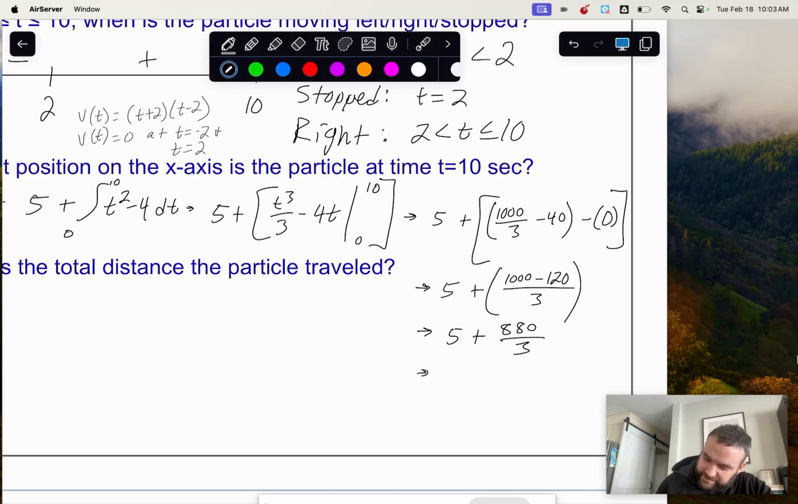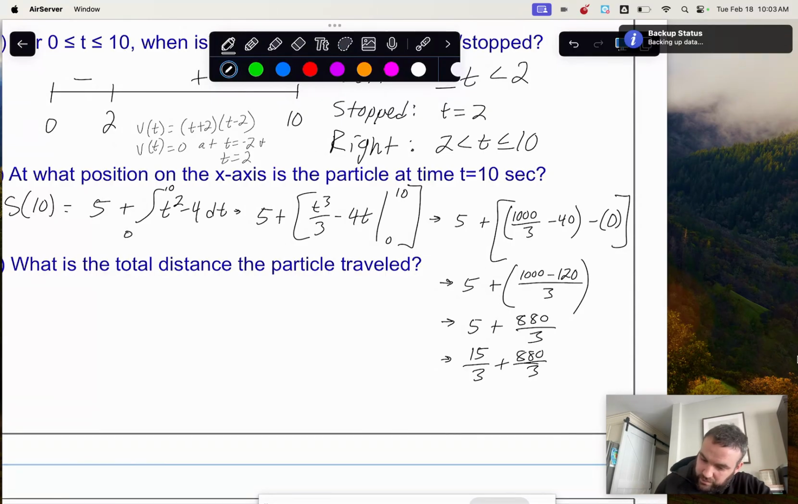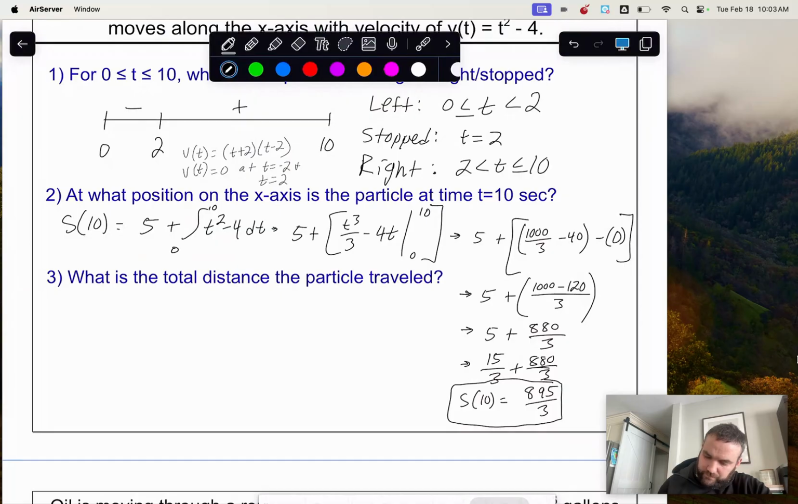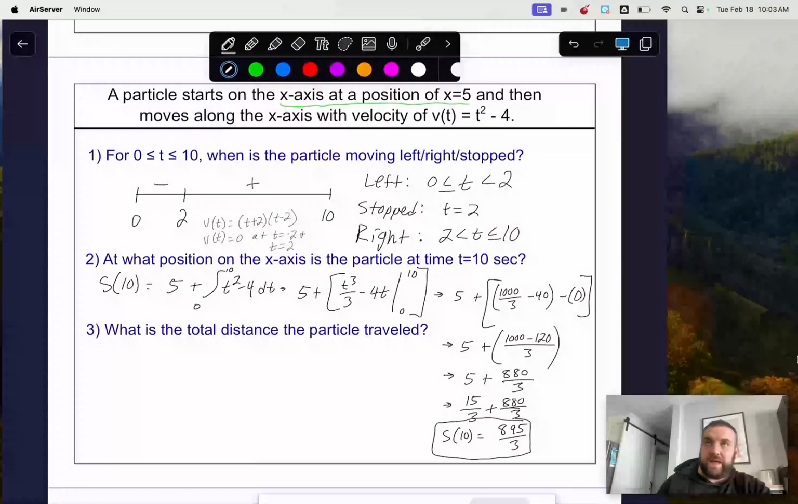If I wanted to keep it exact, I could change 5 into 15 thirds, plus 880 thirds. So the actual position on the x-axis for s of t, or s of 10, I guess, would be 895 thirds, or there's a decimal approximation certainly for that. But that is the position of the particle after 10 seconds.